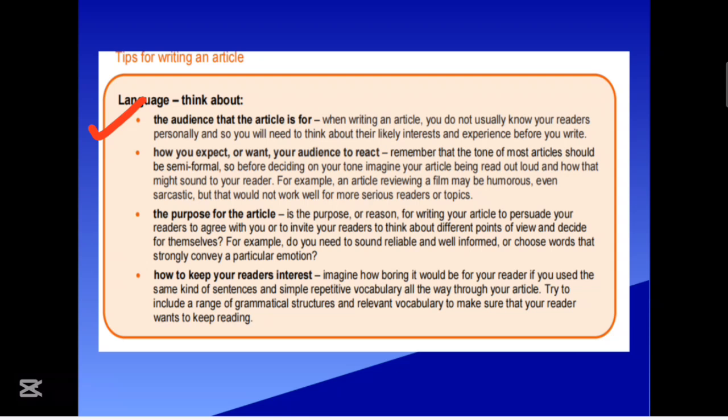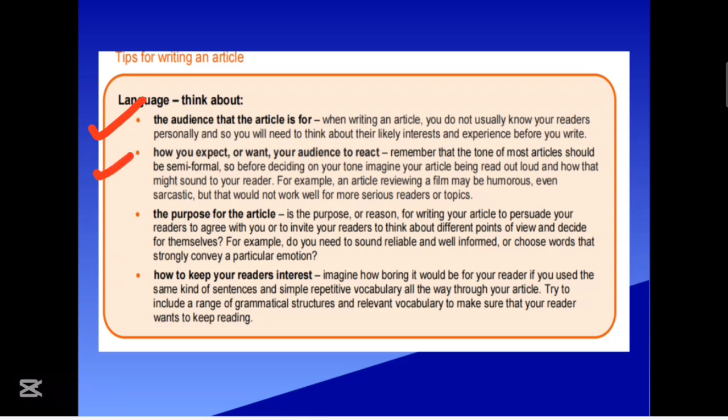When you are writing it for your school magazine, maybe, then there might be students of your school, young people, who are going to read it. So you can think about what the interests of young people are, and when you are writing, what kind of words you should use. So you should keep the audience in your mind while writing your article.